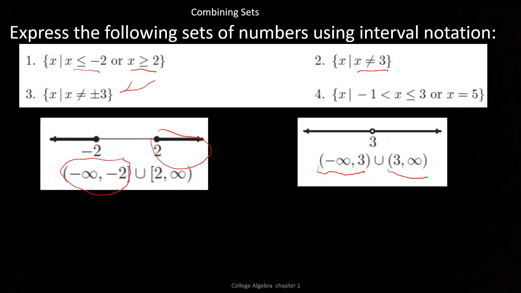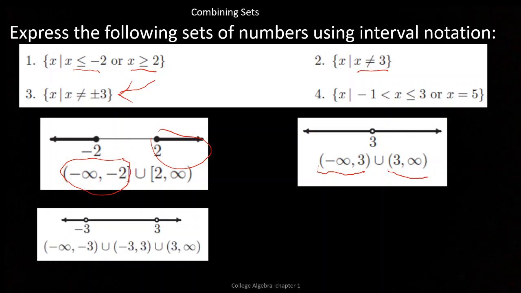What about this one here? Well, it says x cannot be negative 3 and cannot be positive 3. So that means we have to break the number line into 3 parts. All the numbers up to negative 3, all the numbers between negative 3 and 3, and all the numbers after 3. So that would be all the numbers before negative 3, not including 3, union all the numbers between negative 3 and 3, and union all the numbers after 3.